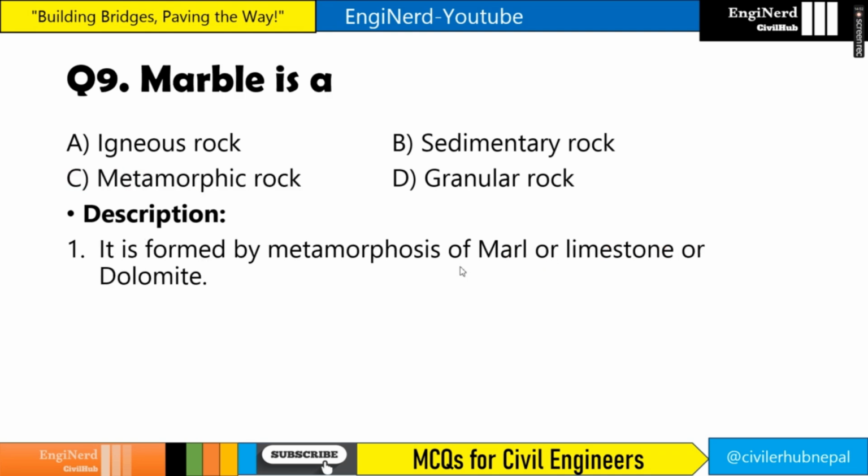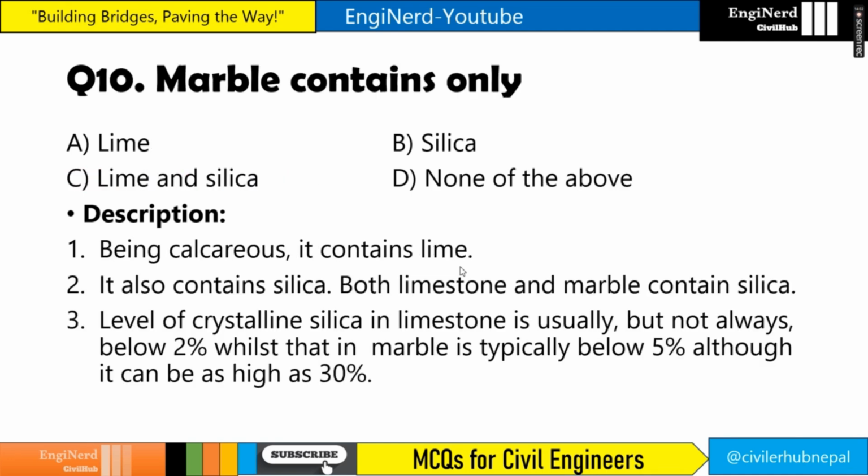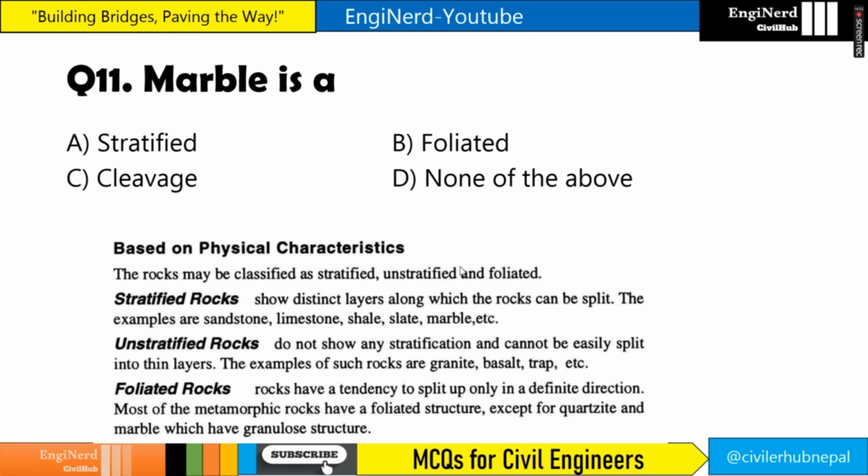Next question. Marble is a metamorphic rock, right? And it is formed by the metamorphosis of limestone or dolomite. And marble contains lime and silica, right? Marble is what kind of rock? If you see here in the physical characteristics, marble is a stratified rock.